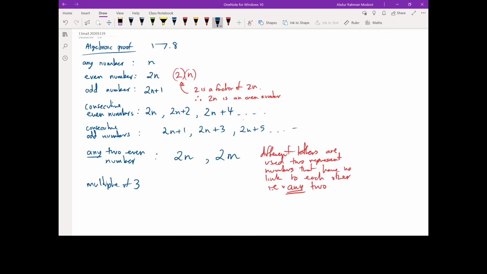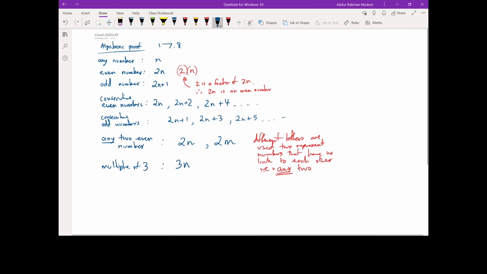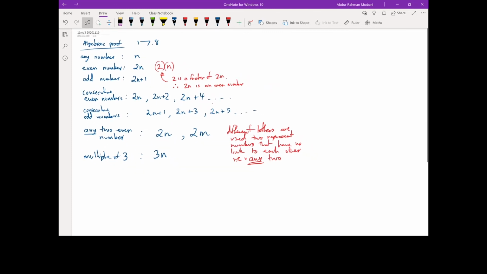Multiple of 3. Very good. Why 3n? Because 3 is a factor of it. Therefore, it's a multiple of 3. Get the idea. So likewise, multiple of 5, 7, and so on. As long as you can write something as a factorized with 3 as a factor, it would imply that it's a multiple of 3. Okay, so that's a very important point to make. If something can be factorized, and if 3 is a factor of it, then it is a multiple of 3.